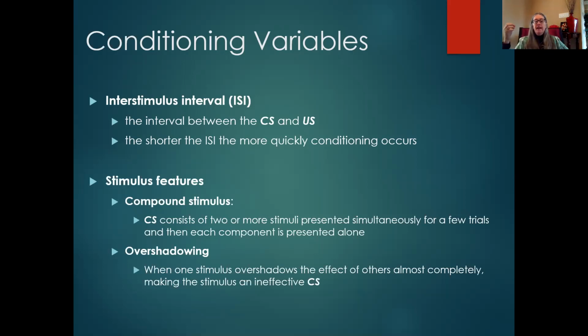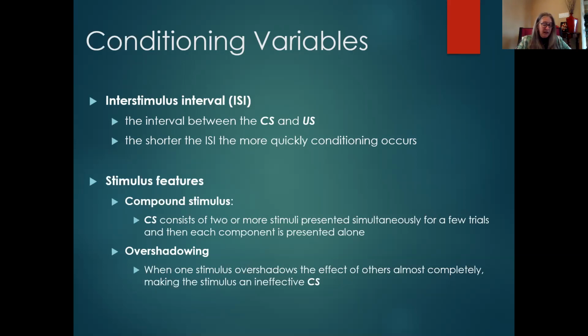And if you have more than one stimulus, let's say you're going to show two CSs at the same time, the one that's stronger is going to overshadow the other one. And so it's very common for an animal to learn nothing about one stimulus. If there's another stimulus there that's stronger, then it overshadows the first one.